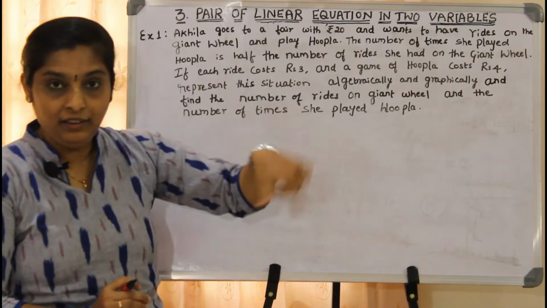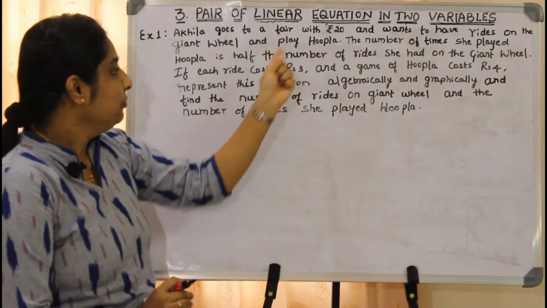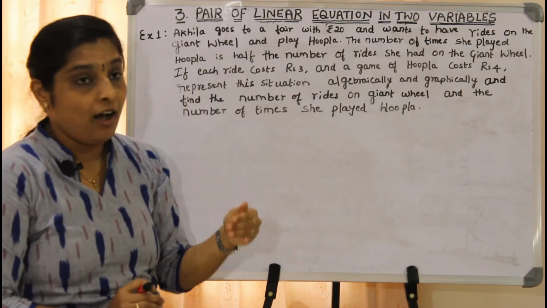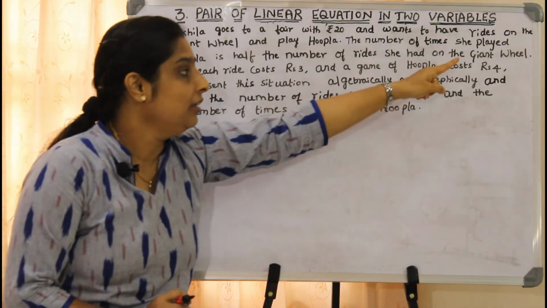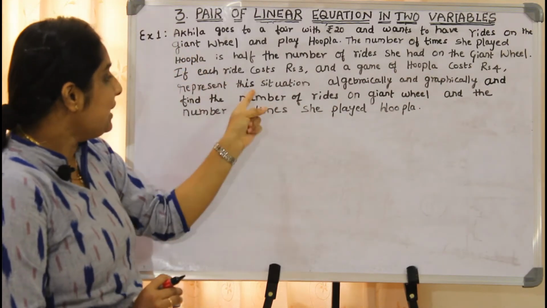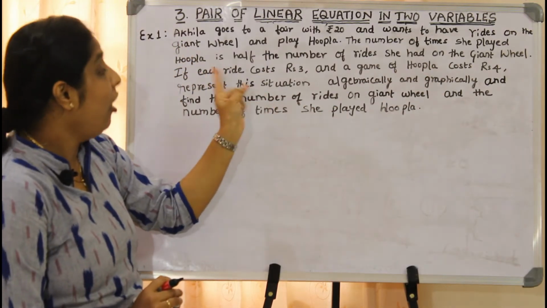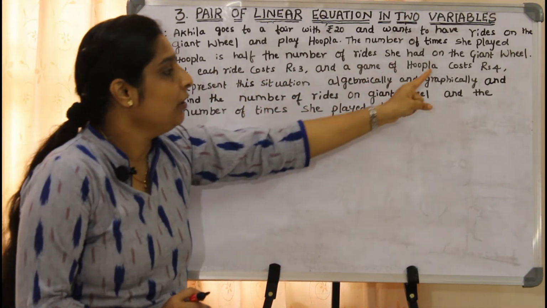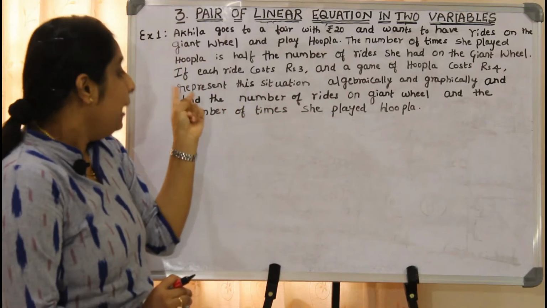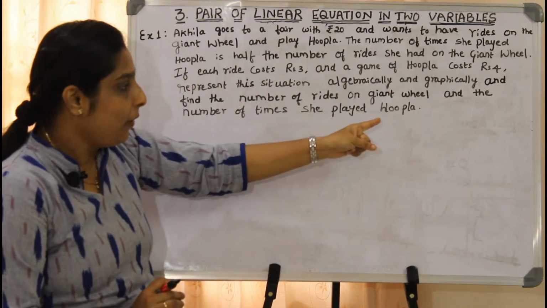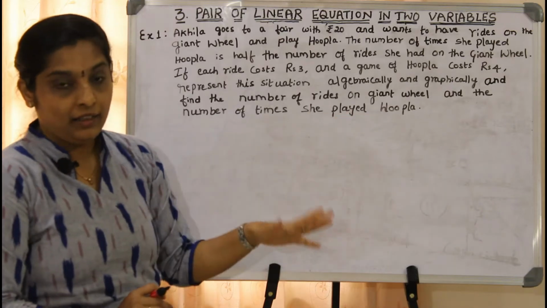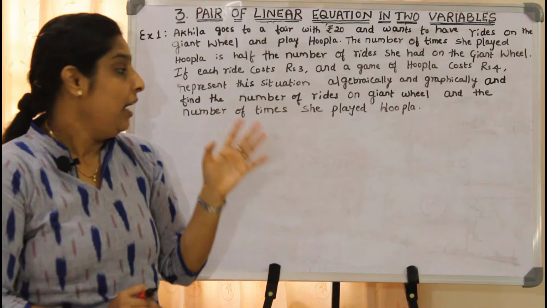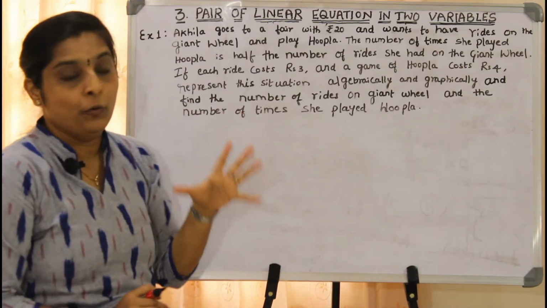What is hoopla? That ring type game, you will throw the ring. The number of times she played hoopla is half the number of rides she had on the giant wheel. If each ride on the giant wheel costs her ₹3 and a game of hoopla costs ₹4, represent this situation algebraically and graphically, and then you have to find the number of rides she had on the giant wheel and the number of times she played hoopla.